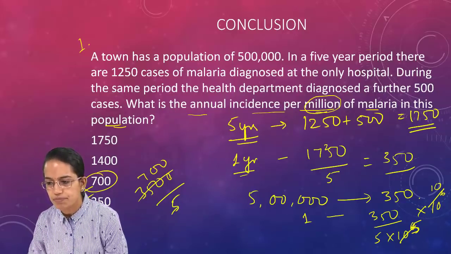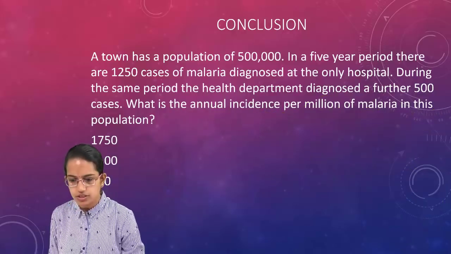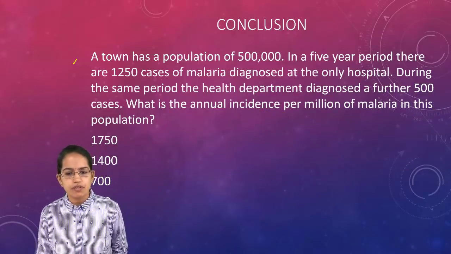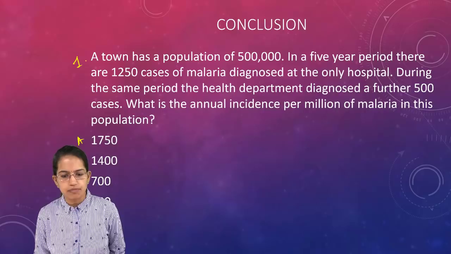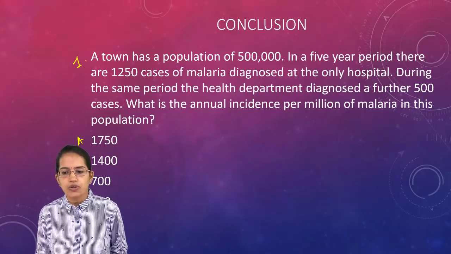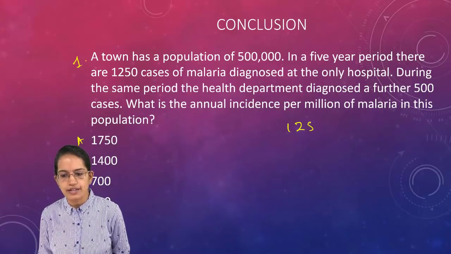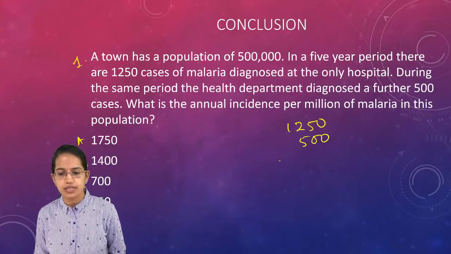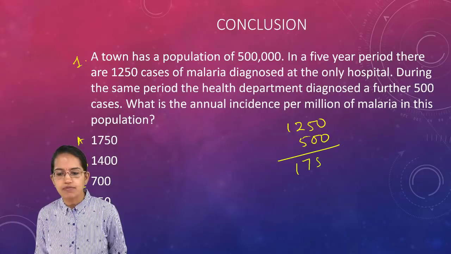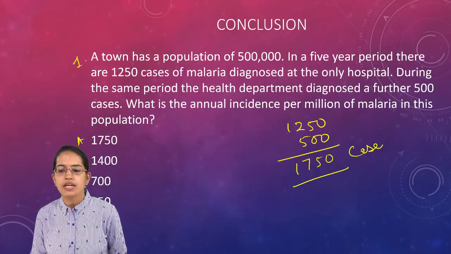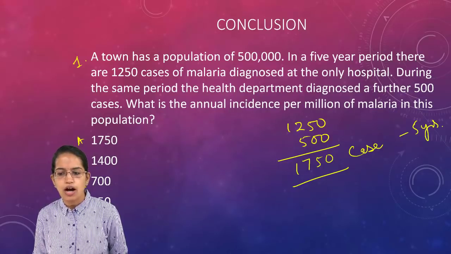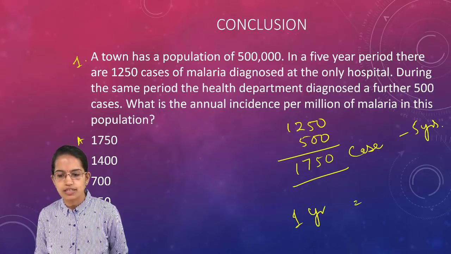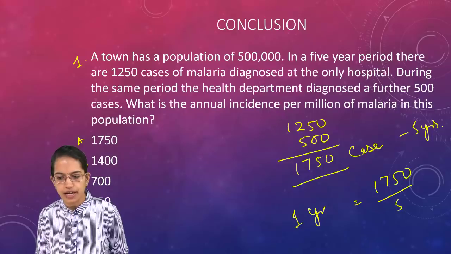Okay Deepa, I'll repeat it again. Let me just start again. This is the first question and these are the choices A, B, C, D. Now you have 1250 cases of malaria along with 500 other cases that have been diagnosed. So you have 1750 cases that are totally diagnosed for malaria in 5 years. So how many cases were diagnosed in 1 year? It is 1750 divided by 5, and that makes it 350 cases.